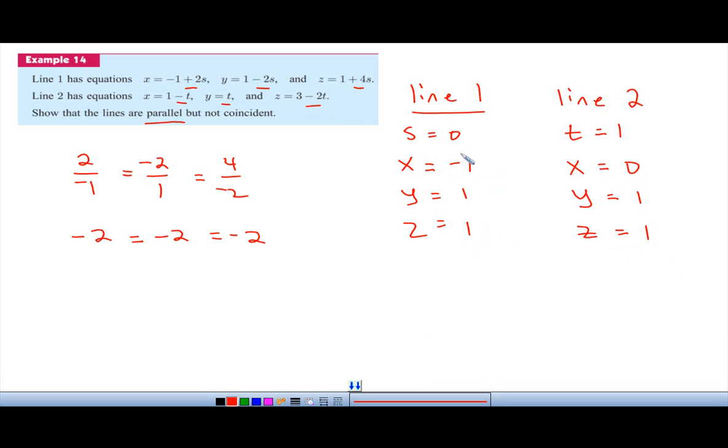So you notice these coordinates are not the same. That means these two lines must be different, so they are not coincident, meaning they are not the same line. So we've shown that they're parallel because the ratios of the direction vectors are equal, and the coordinates are different, so they have to be different lines, so they are not coincident.